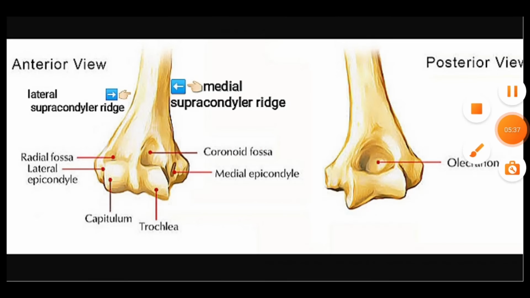Next is the lower end of the humerus. This is the anterior view and this is the posterior view of the lower end of the humerus. The lower end of the humerus forms the condyle, which is expanded from side to side.